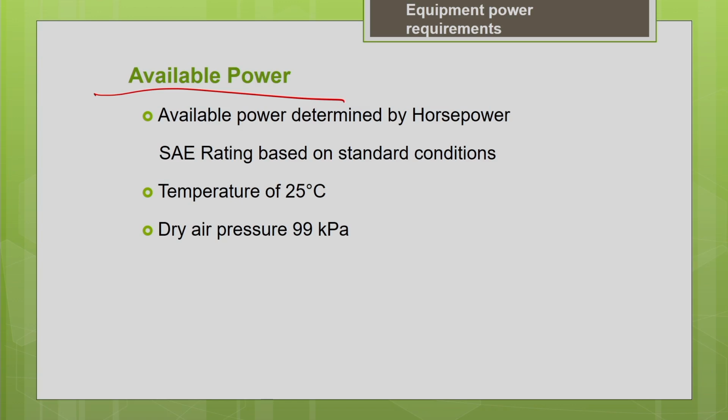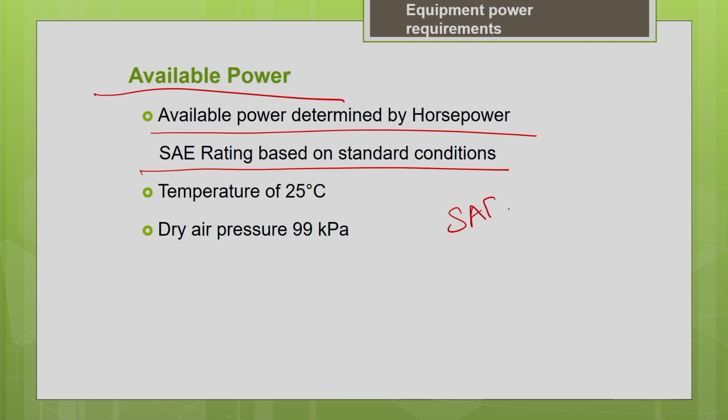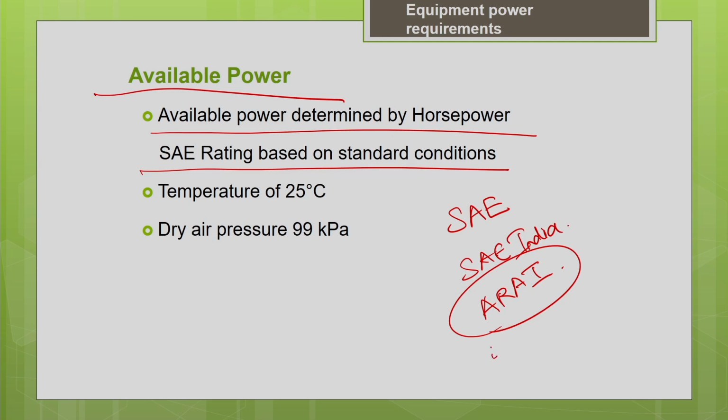So the available power, you can get the data easily, because the manufacturer would have done the horsepower rating of the machine. So the available power is determined by the horsepower, the SAE rating. There is an organization called SAE, Society of Automotive Engineers. It's a US based organization. In India also we have SAE India. There are other organizations like the Automotive Research Association of India. So there are different organizations which are doing the testing and the horsepower rating of the machines.